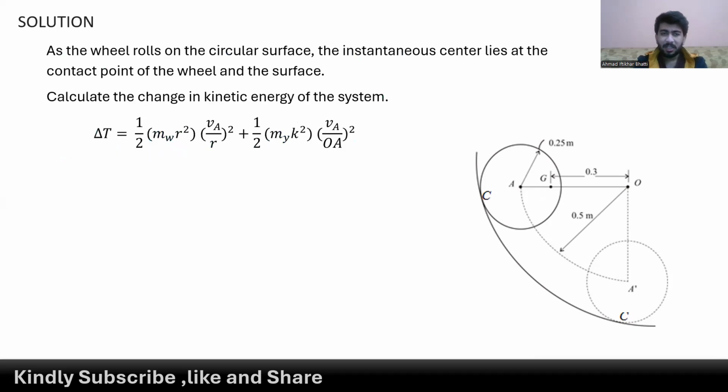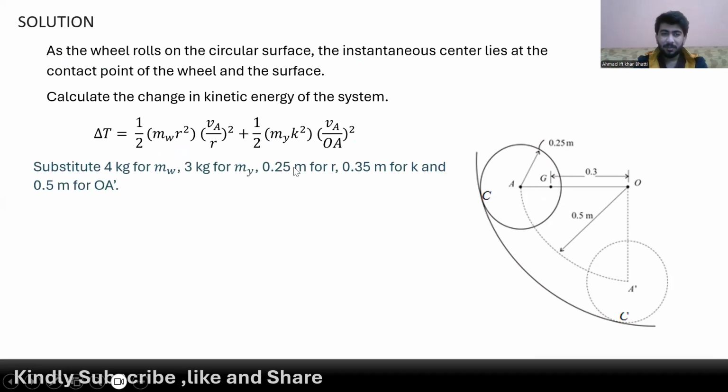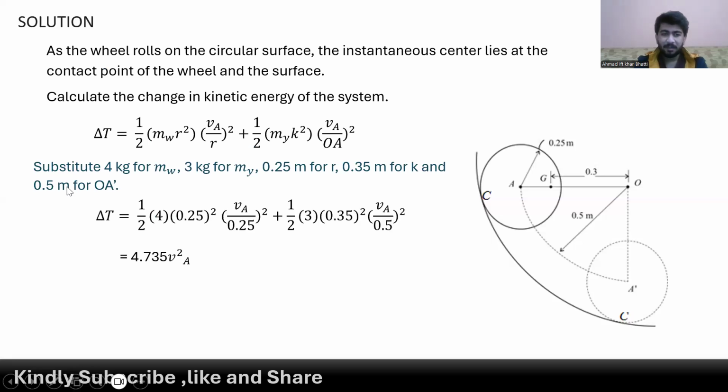And to calculate the change in kinetic energy of the system, we have this formula. So we have to substitute again the mass of the wheel, that is 4 kg, mass of the yoke, that is 3 kg, the radius of the wheel, that is 0.25 meters, the radius of gyration k, that is equal to 0.35 meters, and again the distance between points O and A dash, that is 0.5 meters. So we get the final kinetic energy, that is equal to 4.735 multiplied by the square of velocity.